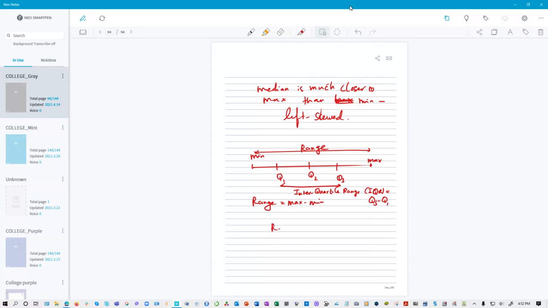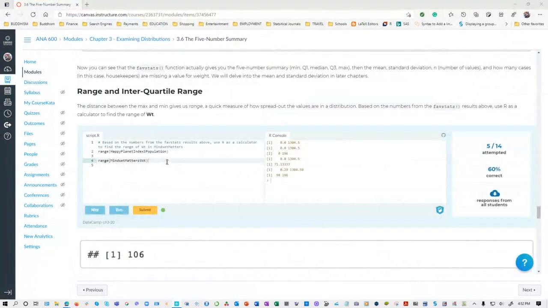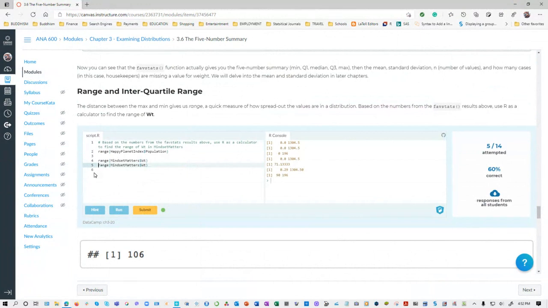So in order to find the range, you go to the data and the particular variable that you are interested in. If you need the interquartile range, again, you go to the data and variable and see whether you're going to get that one. Okay. IQR. Same thing, copy. IQR. This one.